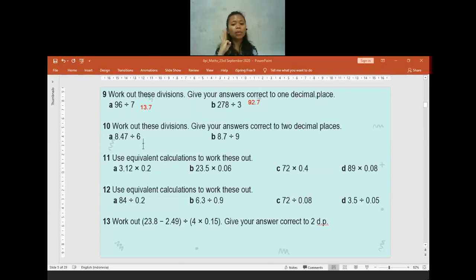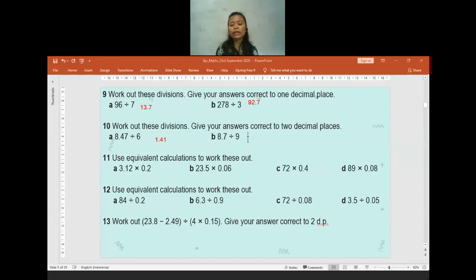Give your answer correct to two decimal places. So you have to calculate until you get 3 decimal places. Your result of 3 decimal places, you round off into 2 decimal places. Yes, correct. The final answer for question 10A will be 1.41.